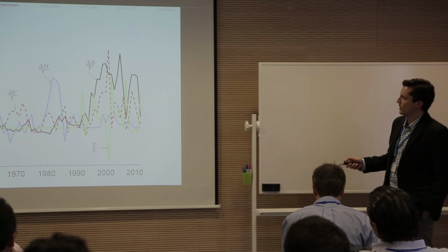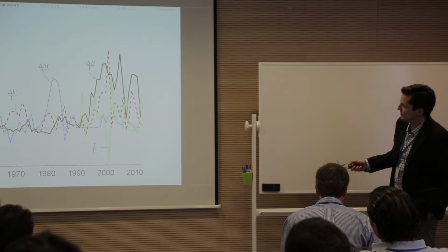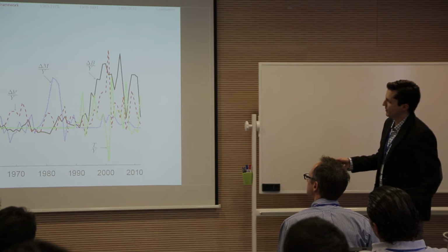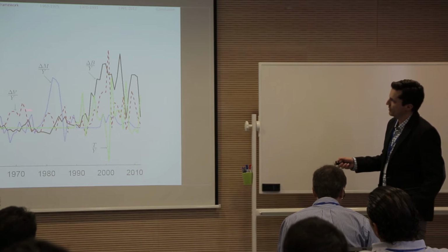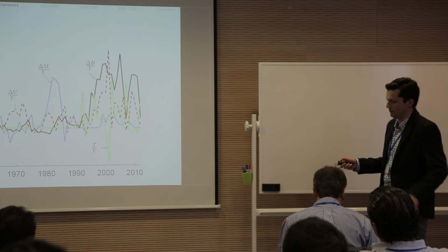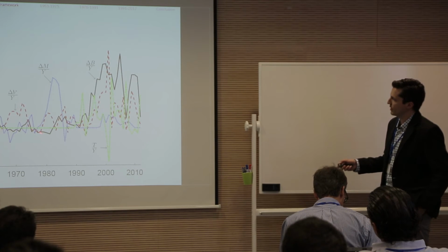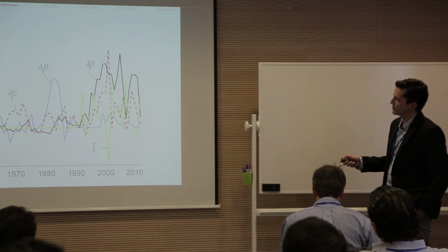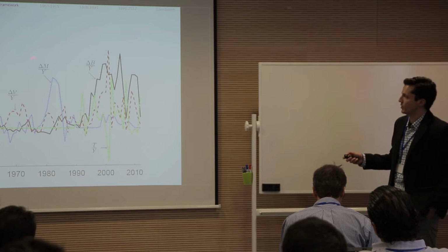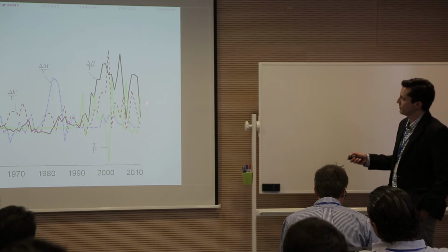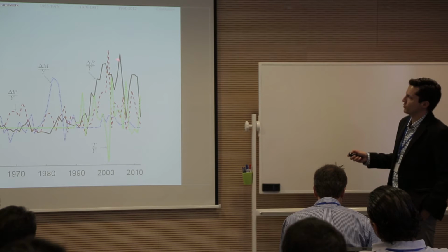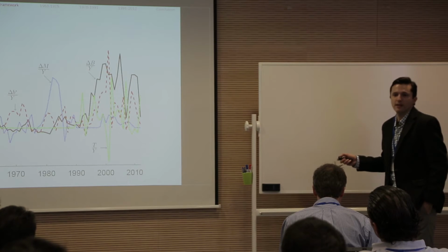So the three cycles we identify. This graph is maybe too much information, but it's okay. The first cycle would be this one, where the main source of financing for the government was foreign debt. The second cycle would be around this one, where the main source of financing by the government was monetary emission. And the last cycle would be this one, where the main source of financing was domestic debt, or is domestic debt.